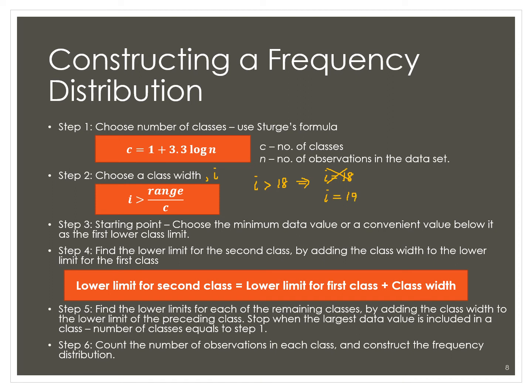Or another example, let's say you get I greater than 18.1. You should not choose your I to be 18. This is wrong, because I must be greater than 18.1. So you must choose I at least 19.